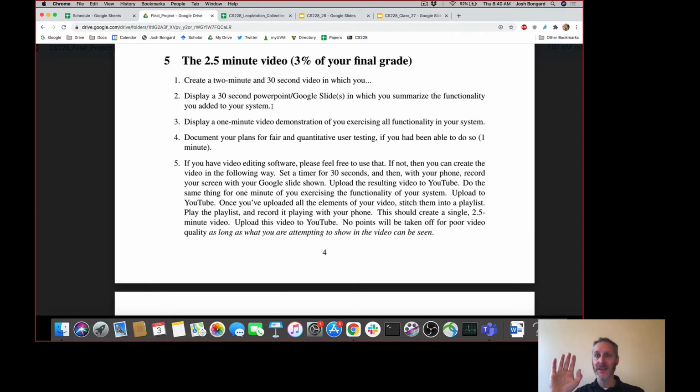Spend about 30 seconds telling us about the functionality that you added. I would then include about a 1-minute video demonstration of you exercising all the functionality that you added to your system. And then in the final minute, again, you might flash up a slide or a simple animation documenting your plans for fair and quantitative user testing if you had been able to do so. Again, we weren't able to do so. So this is more or less a reflection of your written document as well.